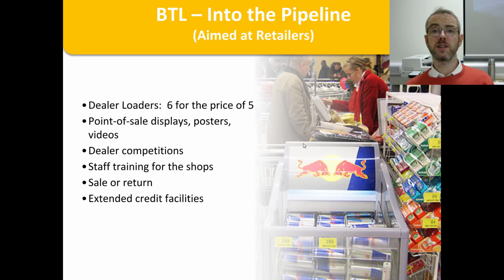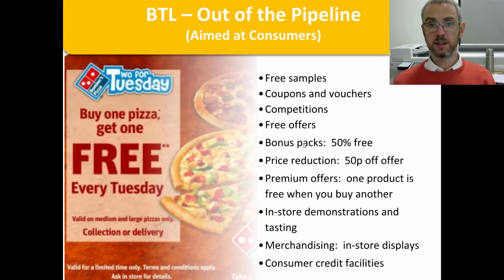And then the other thing you've got is extended credit facilities. The better the relationship between the manufacturer and the retailer, the longer the credit facilities and the larger the credit facilities will be. Okay, so it means that you don't have to pay straight away. You get time to do it in order to build up your own profit. So that is below the line. That's into the pipeline. Manufacturer to retailer.